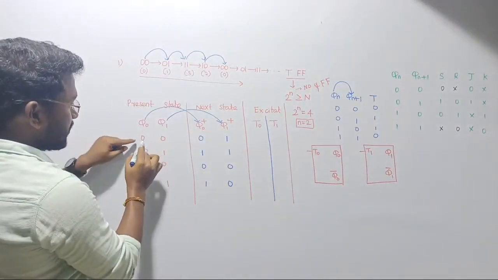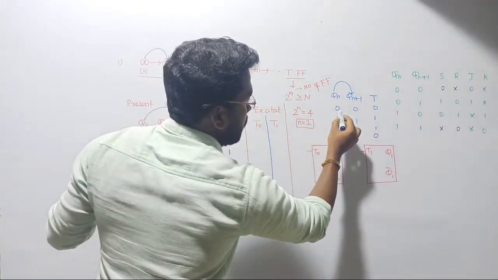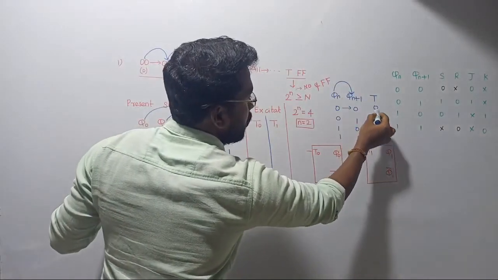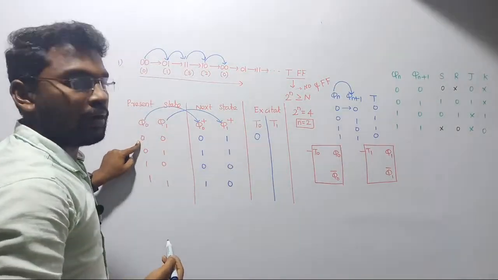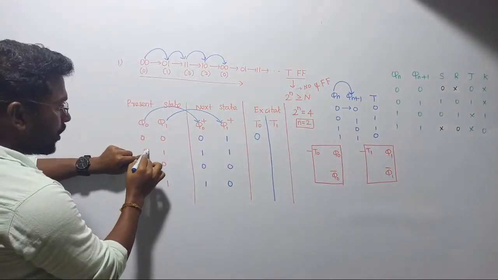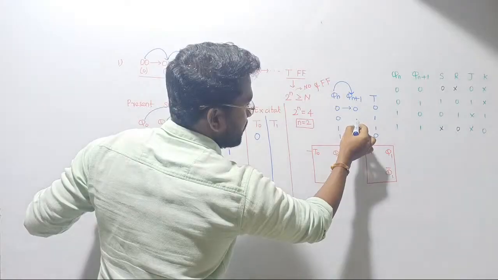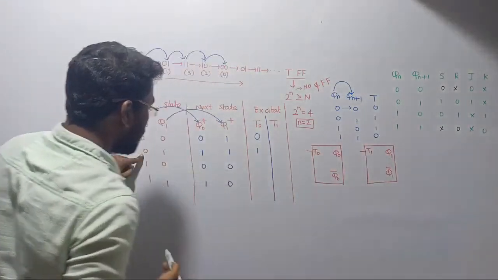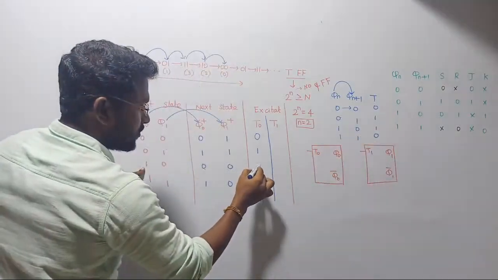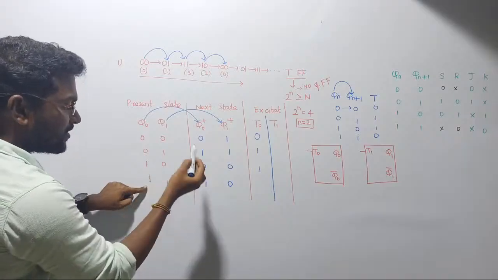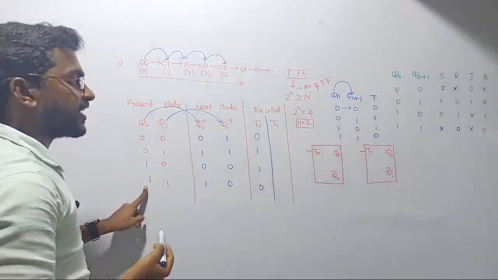So the journey is: present state Q0 is 0, next state also will become 0. Then what is the excitation table? Present state is 0, next state is 0, then its output, that is the excitation input, is 0. Next, present state is 0, next state will become 1, its possible output is 1. Present state is 1, next state is 0, possible output is 1. Present state is 1, next state also will become 1, so 1 to 1, possible output is 0. Let us discuss the second flip-flop, right?